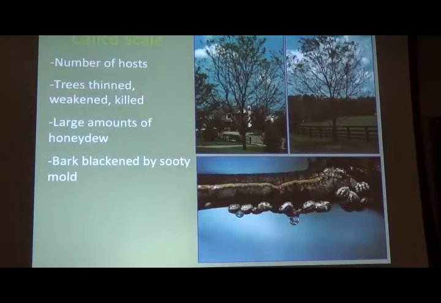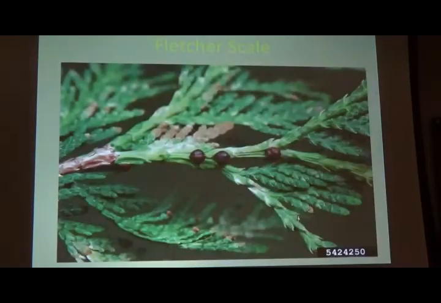Calico scale, there's just a number of hosts with these, lots of oaks and the like. The trees get thinned, weakened, and then sometimes they die. There's copious amounts of this honeydew that gets formed, and then the bark gets blackened by that sooty mold, and you can see the honeydew just dripping off of these guys. Pretty nasty. But because they produce that honeydew, guess what? Ants love them and tend to them.